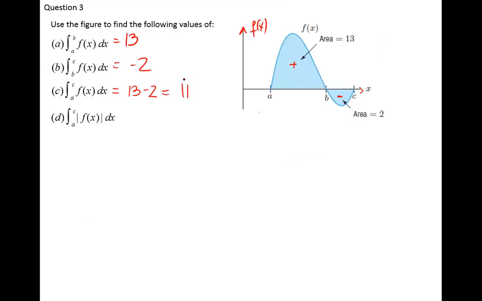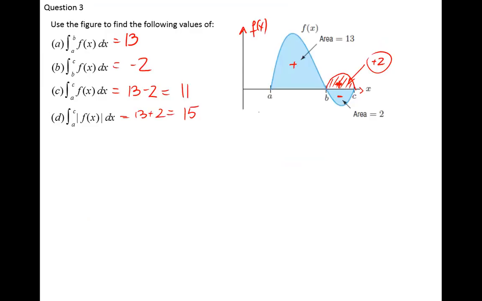Good, really good. And yes, from a to c with absolute value, we have to think that this is actually the mirror image above. That means this will be positive too. 13 plus 2, of course, correct, yes, 15. Because the absolute value of a negative number is the same number but positive. And that we can think. But okay, I will keep this because I don't want to confuse you.